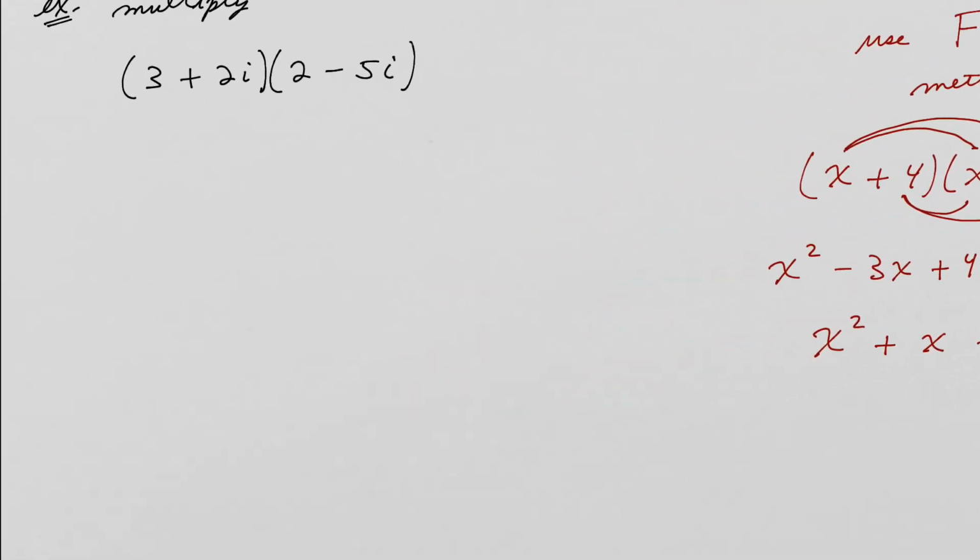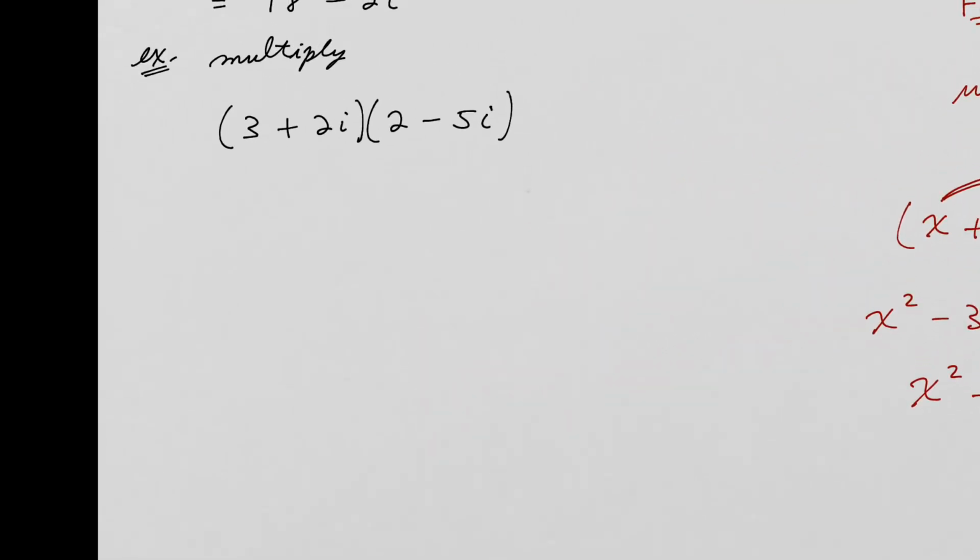All right, so if we go back to our problem, I want to multiply the first terms together, which are the two real number terms, right? 3 times 2. Okay, so that's just going to be 6. Then the outer is the 3 times negative 5i. Well, 3 times negative 5 is negative 15, and I still have the i there, so it's negative 15i.